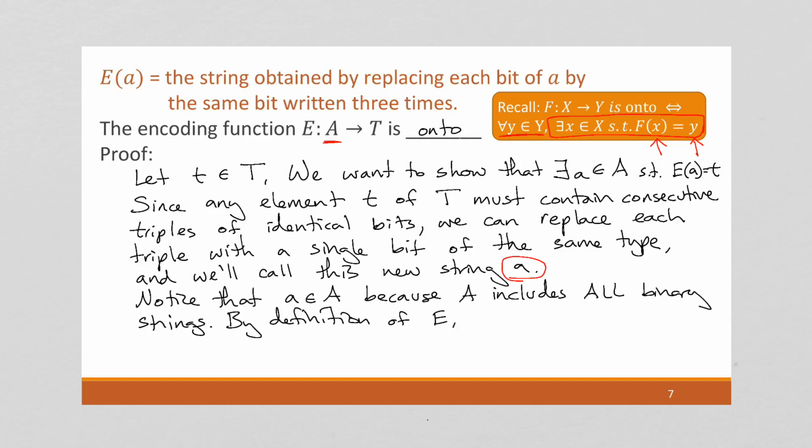of E, if we give that stripped down string a, so remember we took t, which had consecutive triples, and we replaced each triple with a single bit to get little a, which means if we then send little a to our encoding function E, it's going to give us back t, right? Since all this does undoes the work we did to get a.